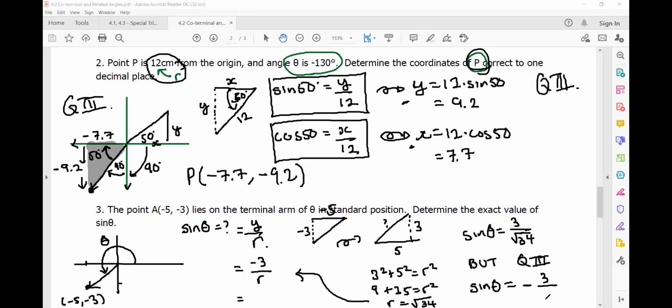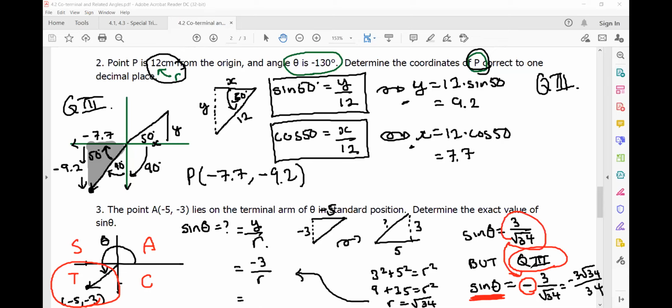Again, just to throw back a little bit, the reason I keep mentioning things like quadrant 1, quadrant 3, remember the CAST rule, C-A-S-T. In quadrant 3, the only ratio that's supposed to be positive is tangent. What am I dealing with here? It's a sine. And so we have to change it from a positive to a negative.